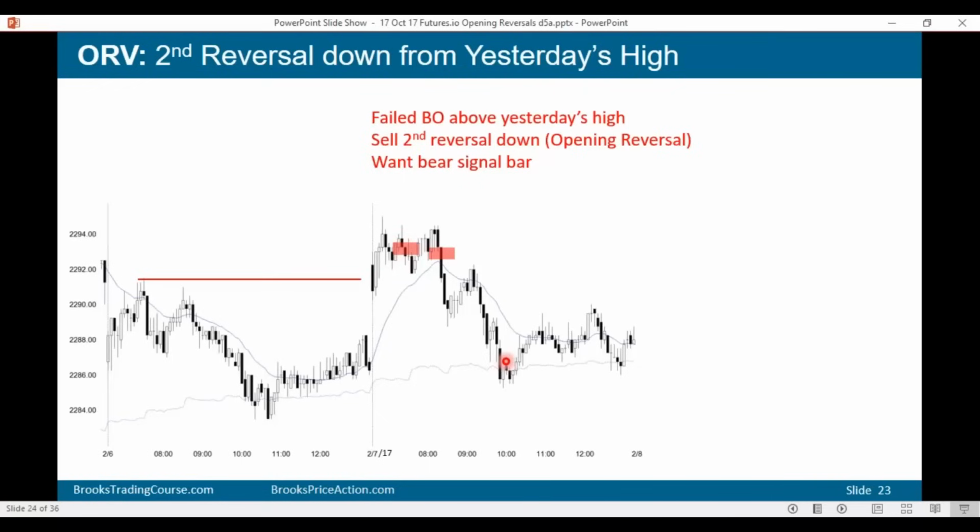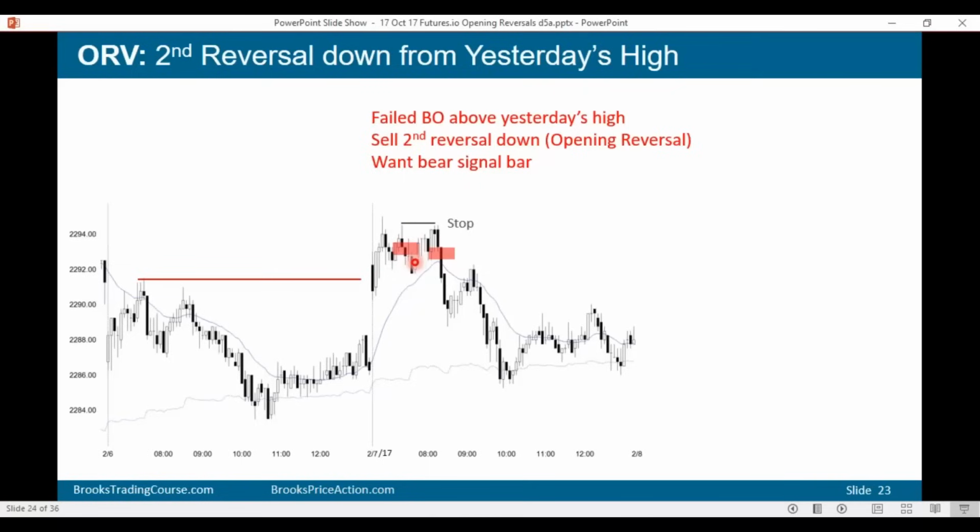But if you take this short and you're looking for a swing trade, where's your stop? Probably one tick above the high of this good-looking sell signal bar. And what happened right here? Well, it did not get above that high. It double topped with that high. It did not hit the stop.